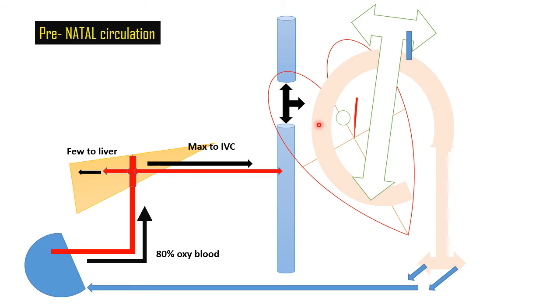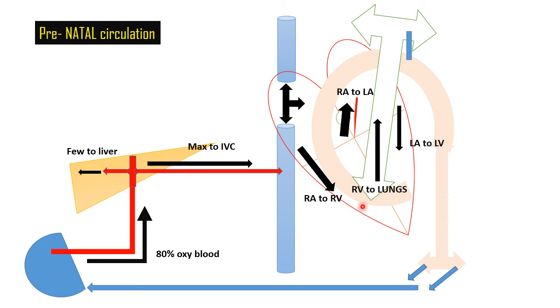From the right atrium, this mixed blood enters into the right ventricle, and also the mixed blood enters into the left atrium, because the right atrium has high pressure. It always pumps from the right atrium to the left atrium. Then from the left atrium, it pumps into the left ventricle.